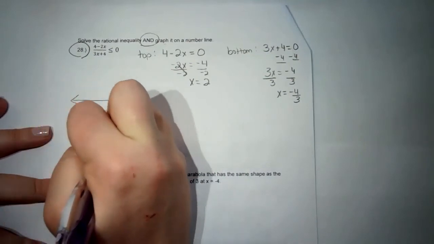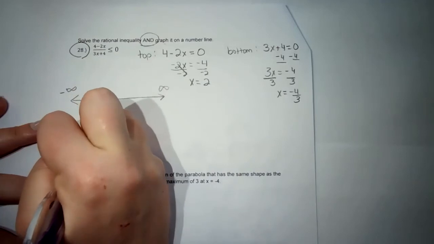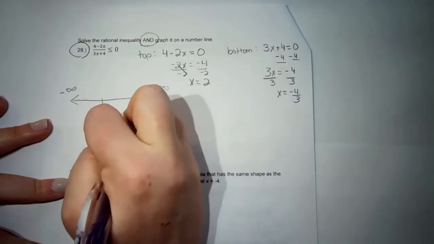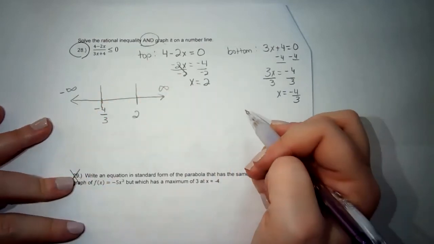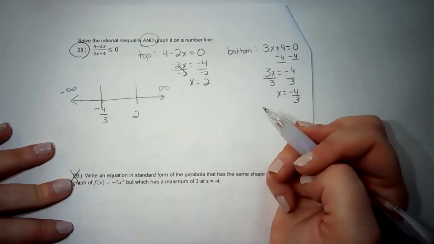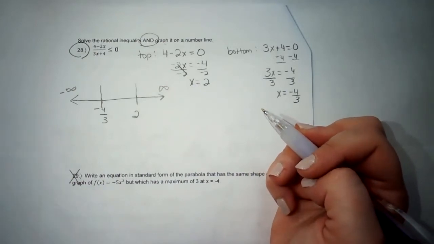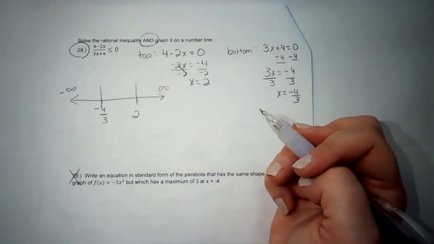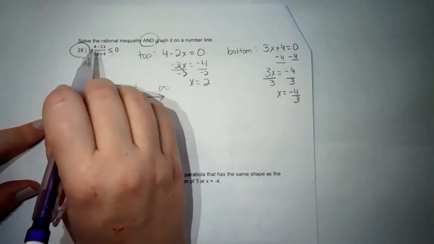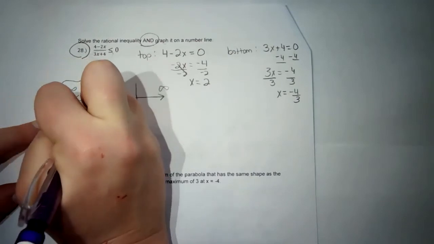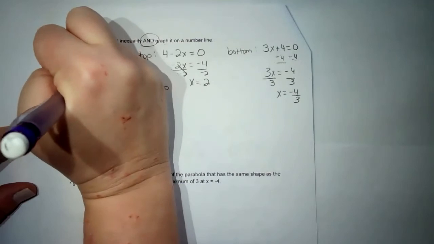So now I'm going to put them on a number line. Here's my number line. -4/3 is small, 2 is bigger, and this makes 3 intervals. Okay, here we go. Now I'm going to go ahead and name my intervals. Here's where it gets tricky because I have a denominator. So first interval is going to be -infinity to -4/3.